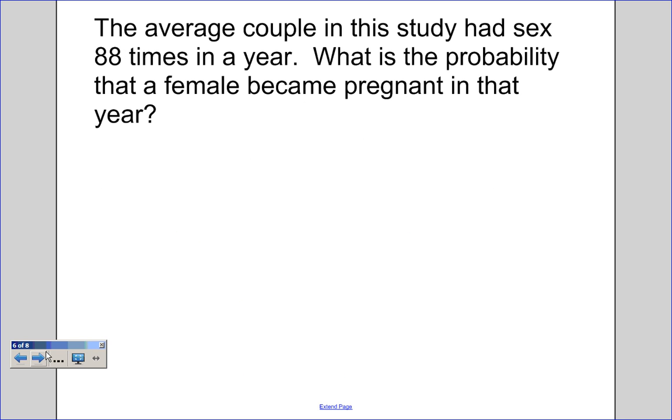Now, in this study, the average couple had sex an average of 88 times in a year. So what's the probability that the female became pregnant in that year? So what we have to do is take the probability that they won't get pregnant to the 88th power. So 0.998 to the 88th power. That's 0.8388.